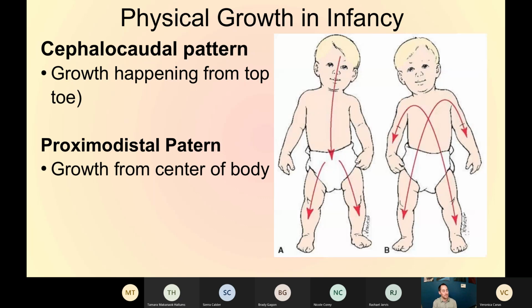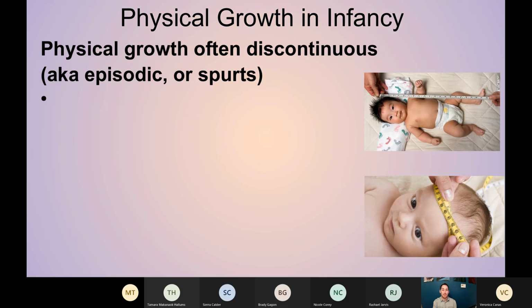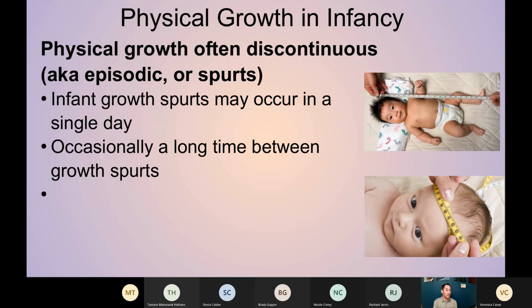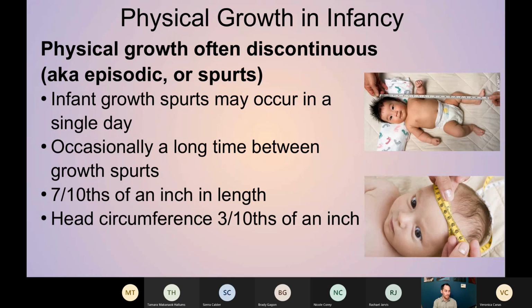Here's a couple images to kind of put it in a different visual way. So we mentioned this in our example of continuous versus discontinuous development. Physical growth in infancy is really very discontinuous. It happens in growth spurts. So generally, an infant growth spurt lasts between like 24 and 48 hours, and there's often a long time between growth spurts. It might be a little more than a month between 2 growth spurts. So with that, 7/10 of an inch is the longest recorded lengthening. So an infant growing 7/10 of an inch taller within that 24 to 48 hour period. So that is a really dramatic growth spurt.